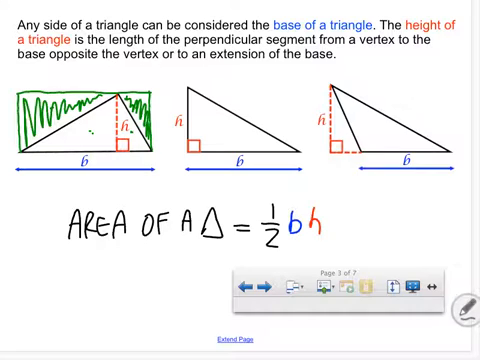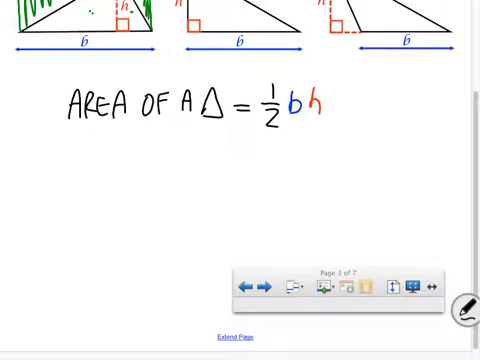And you might see it another way. It might be written this way, and it's the same thing. It might be written this way. The base times the height divided by 2. Okay? It's the same formula.